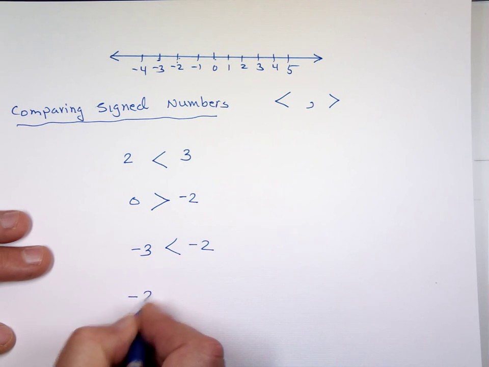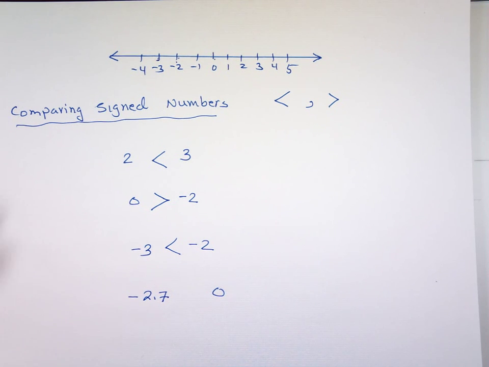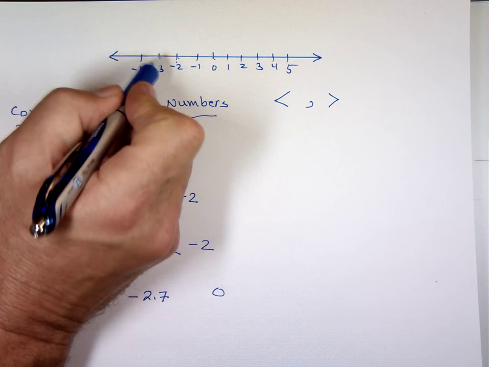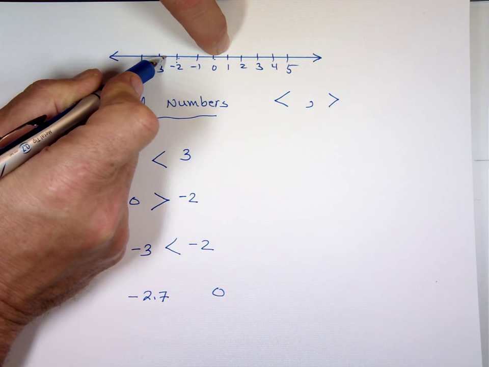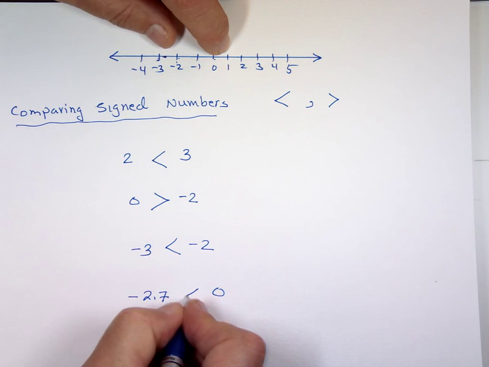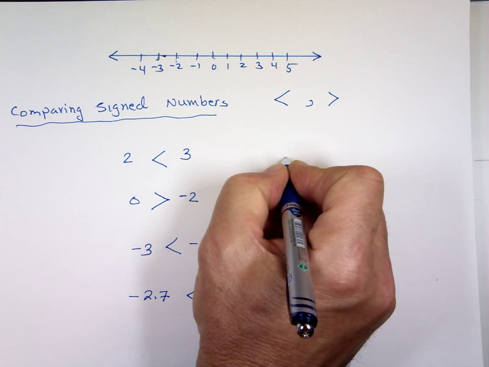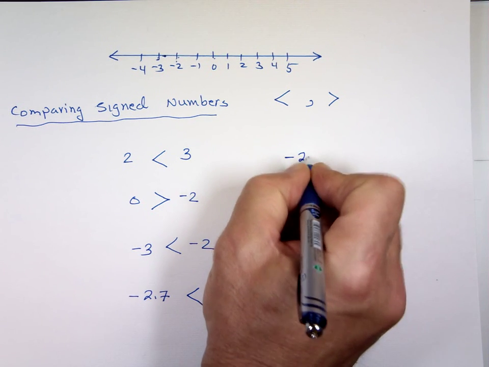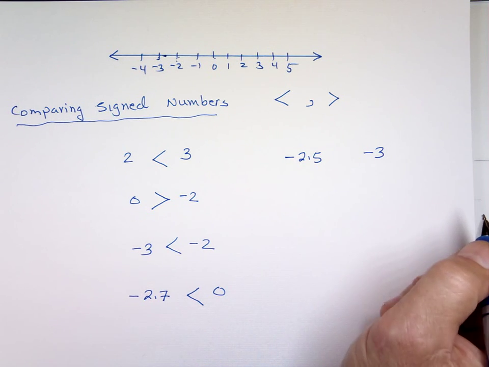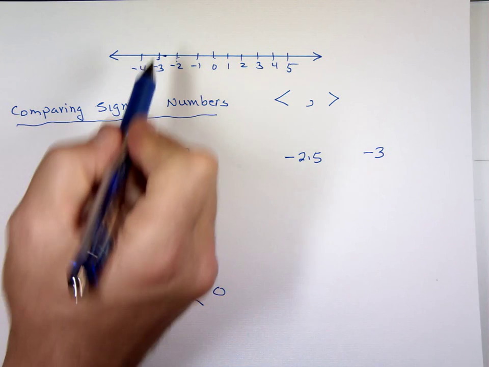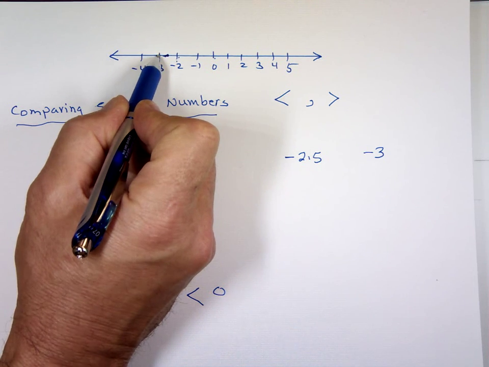Negative 2.7 and 0. Where's the negative 2.7? Somewhere here. And where's the 0? On the right. So the negative 2.7 is less. Negative 2.5 and negative 3. Negative 2.5 is here. Negative 3 is here. That number is bigger than this.